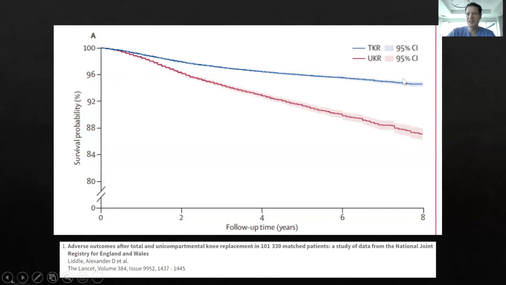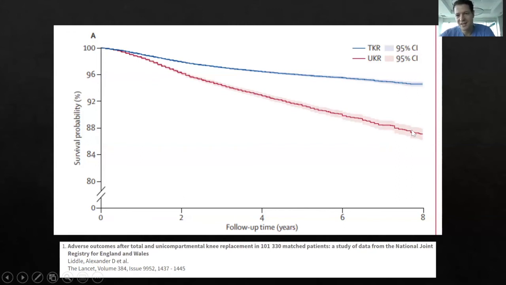And so what that tells us is, over time, we tend to have a slightly higher revision rate with the partial knee compared to the total knee. And so that's one reason why we don't just go and do partial knees in everyone. We're really trying to select the right patients to get a partial knee, because we know that there is a possibility that that knee fails a little bit faster than a total knee would.